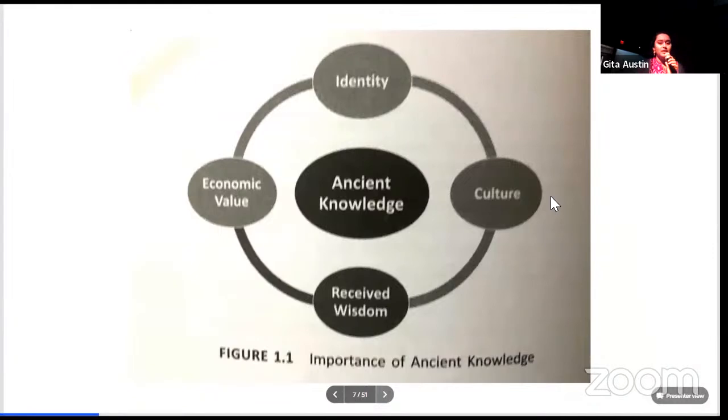And why should we learn ancient knowledge? This is very important because we need to ask ourselves, what is our identity? What's our culture? And how can we protect this received wisdom? When I was young, I was just like you. I was studying in Austin. I used to go to Harmony School. And I used to have a lot of questions about my culture. I was not confident about my identity.